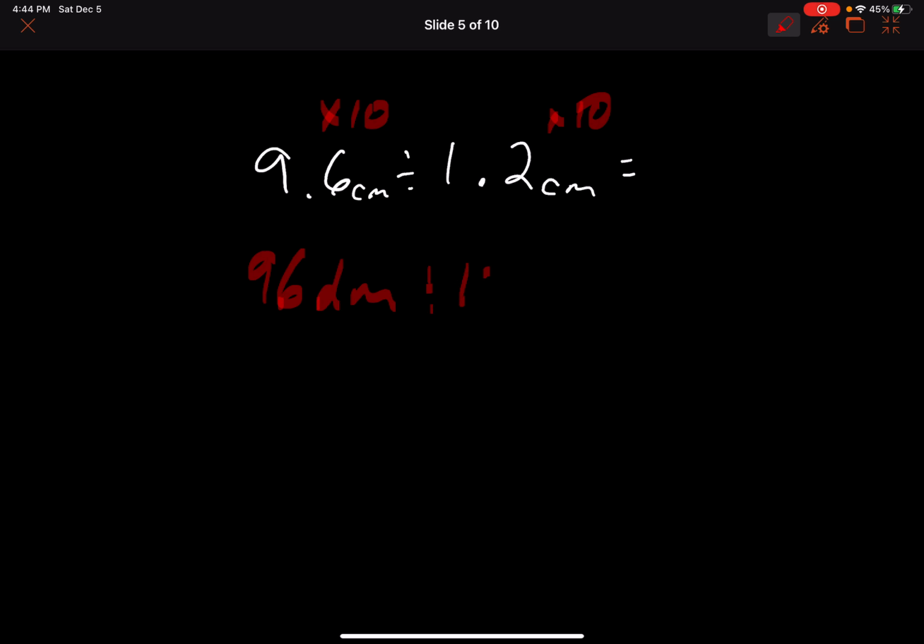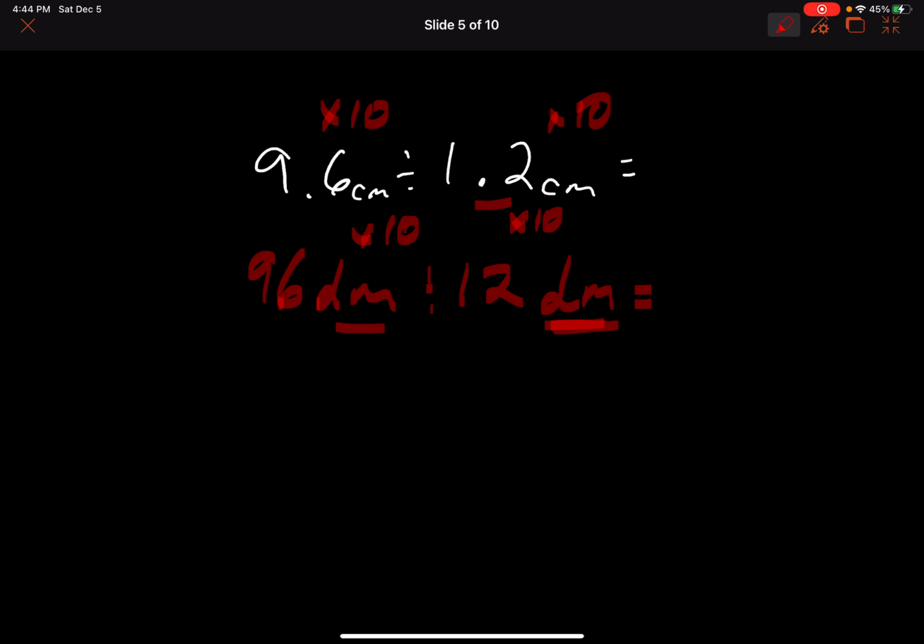this one by 10, noticing I'm multiplying them by the same number. Otherwise, I'd be changing these units to different units. So if I multiplied this one by 100, this unit would end up being meters.